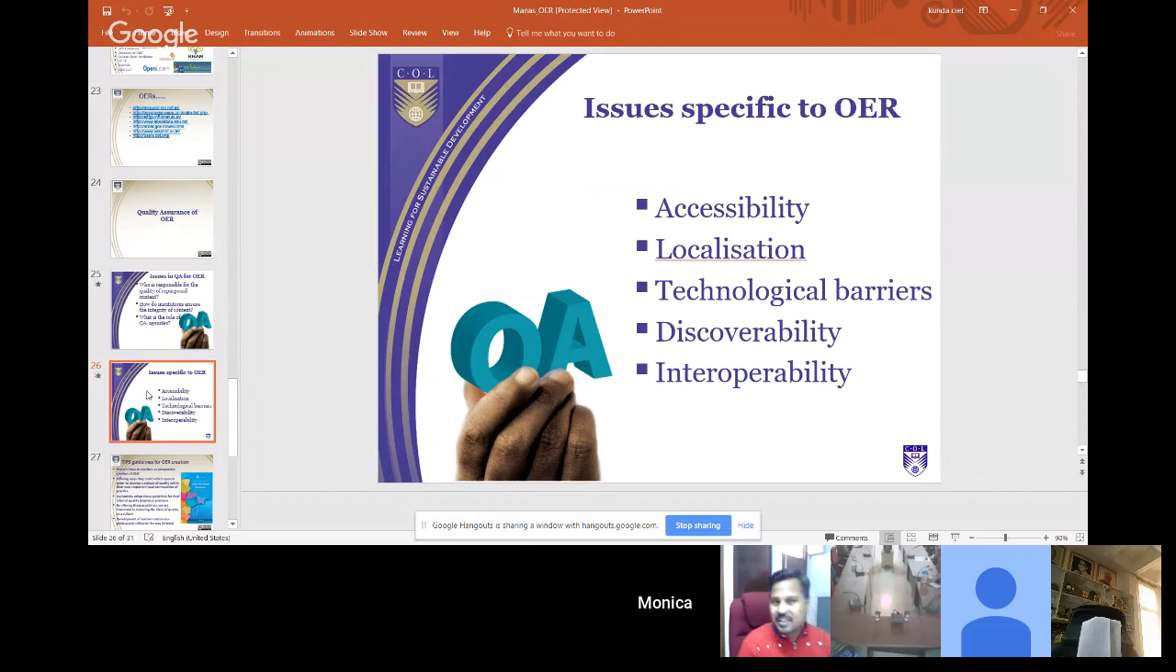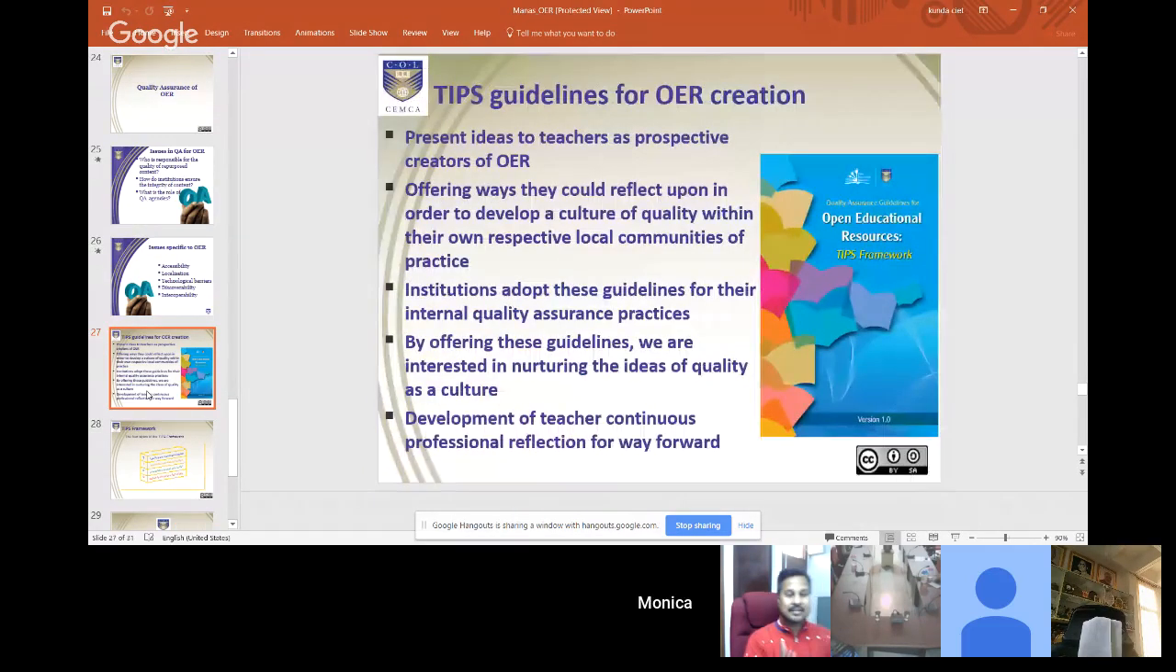For this purpose, considering all these five components, CEMCA, Commonwealth Educational Media Centre for Asia, where I am sitting, has taken this journey to come out with a quality assurance toolkit for the use of OER and creating OERs. If I go to the next slide, you can see this slide is showing the quality assurance guidelines for open educational resources, which is well known as the TIPS framework. The present idea is for teachers who are prospective creators of OER.